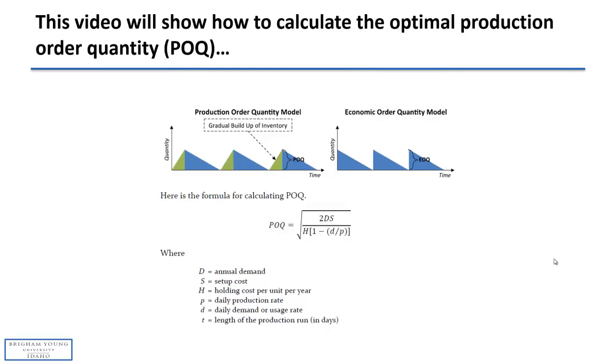The main difference is the production order quantity model assumes a gradual buildup of inventory, whereas with the EOQ model all the inventory is received at the same time with each shipment or each order.